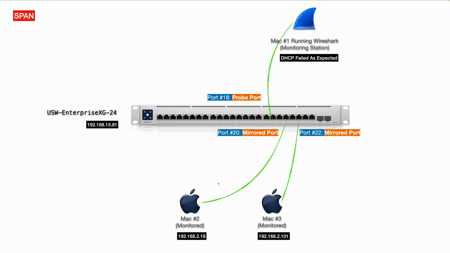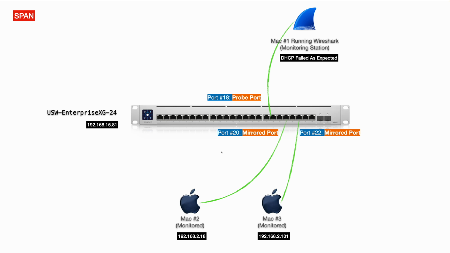Let's start with SPAN. As you can see in this example diagram, we are talking about within one switch. You want to monitor the network traffic for some selected ports. On another port, you want to run some monitoring software to check the network traffic. In this video, I'm going to use a UniFi Enterprise XG switch. There's no special reason why I use this switch. It just happens to have some free ports for now.